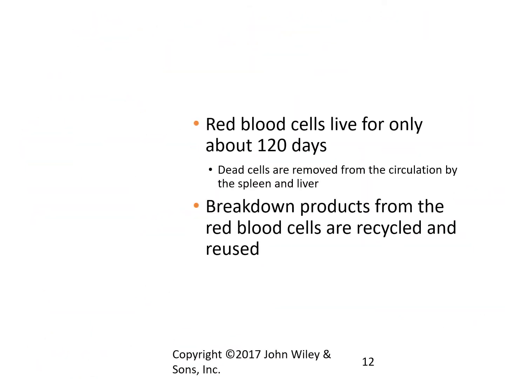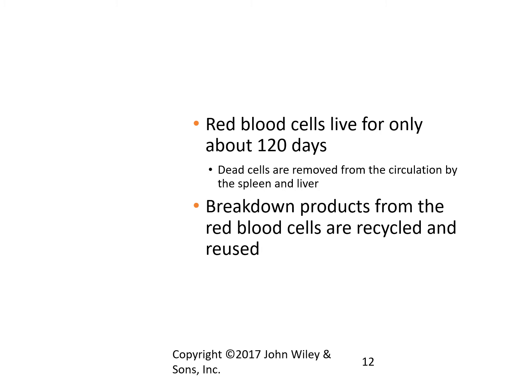Red blood cells live up to about 4 months. They are removed from the circulation by mainly the liver and spleen. The funny thing is, before we're born, the spleen and liver are mainly producing red blood cells. Breakdown products from the red blood cells are recycled and reused. Some books mention the bone marrow as another place where red blood cells are killed or eliminated.